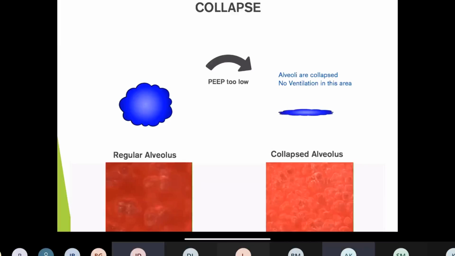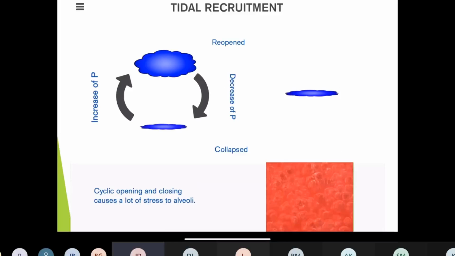What is collapse exactly? A regular alveolus, which you can see on the left side, has to open up during inspiration, and during expiration it has to come down to this form. But with the collapsed alveoli, when the PEEP is lower than required, it goes to the collapsed stage, where there will be no ventilation in the area at all. So this is collapse. And what is tidal recruitment? Some of the alveoli in dependent areas will open up when you increase the pressure. During inspiration it is opening up, during expiration it is completely collapsed. So there is more stress on the alveoli when it is opening up and closing, completely shutting down.